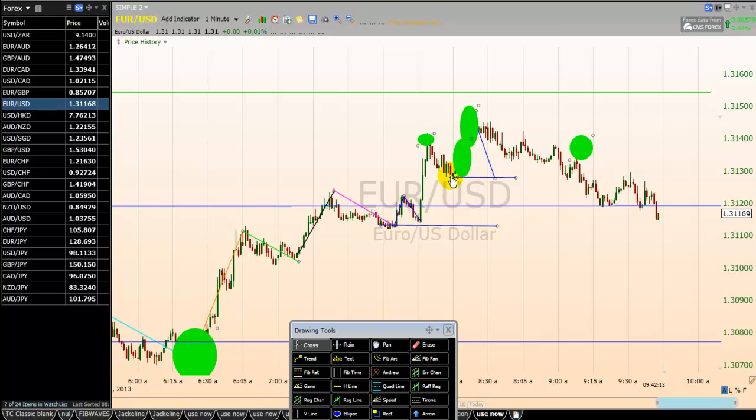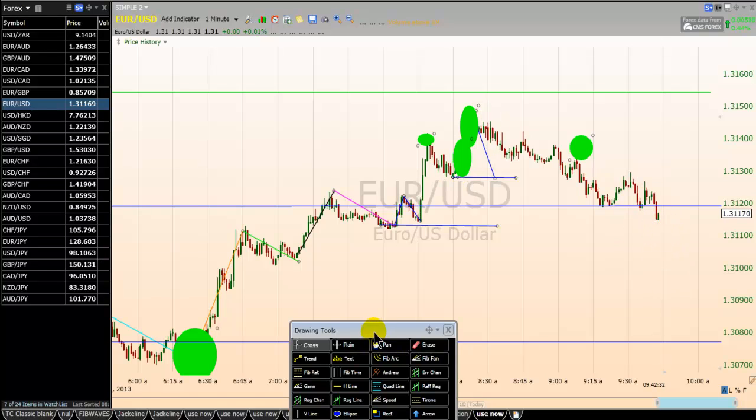Very often, in the case of a running flat correction, you can see that the price has taken out the lowest point of the A corrective wave. So we will expect instead an expanded flat correction to the downside. So we'll expect more move to the downside.